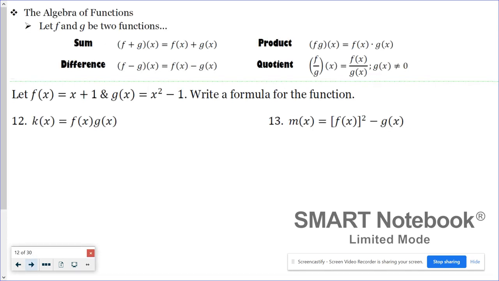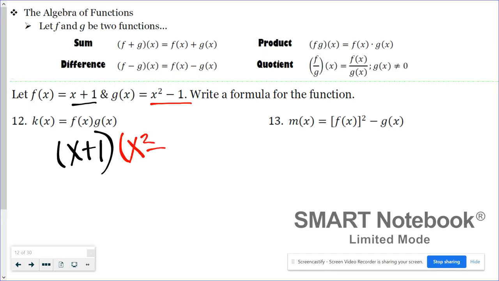In problem 12, I'm creating the function k of x. K of x is created by multiplying f of x and g of x. So step 1, substitute in the rules. So f of x is x plus 1, so x plus 1, and then times g of x. G of x is x squared minus 1. So now I'm ready to simplify.